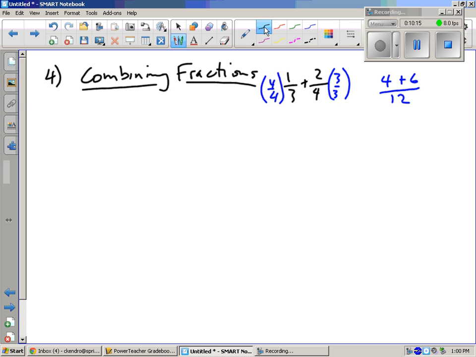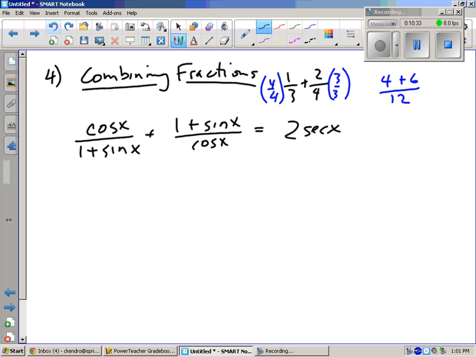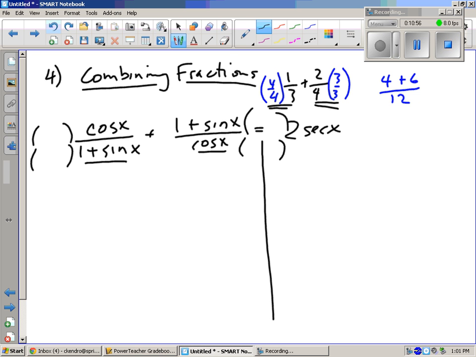All right, watch carefully. So we have cosine x over (1 plus sine x) plus (1 plus sine x) over cosine x equal to 2 secant x. Okay, we're going to work on the left side. Now, I have two fractions here, so I want to add them together. The common denominator, just like up here, is these two denominators. They're going to be our common denominator. This acts like the 3, this acts like the 4. So we're going to multiply each side by the other one's denominator.